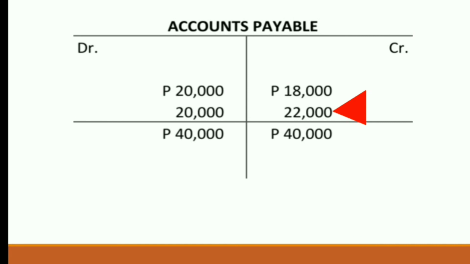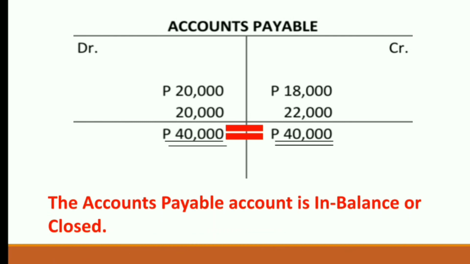So let us total the amount here in the debit side and the amount in the credit side. Let's start with the debit side. 20,000 plus 20,000, so the debit total is 40,000 pesos. In the credit side, we have 18,000 plus 22,000, so the credit total is also 40,000 pesos. So the debit total here is equal to the credit total. So just put the double rule. Here in this illustration, the accounts payable account is in balance or closed.